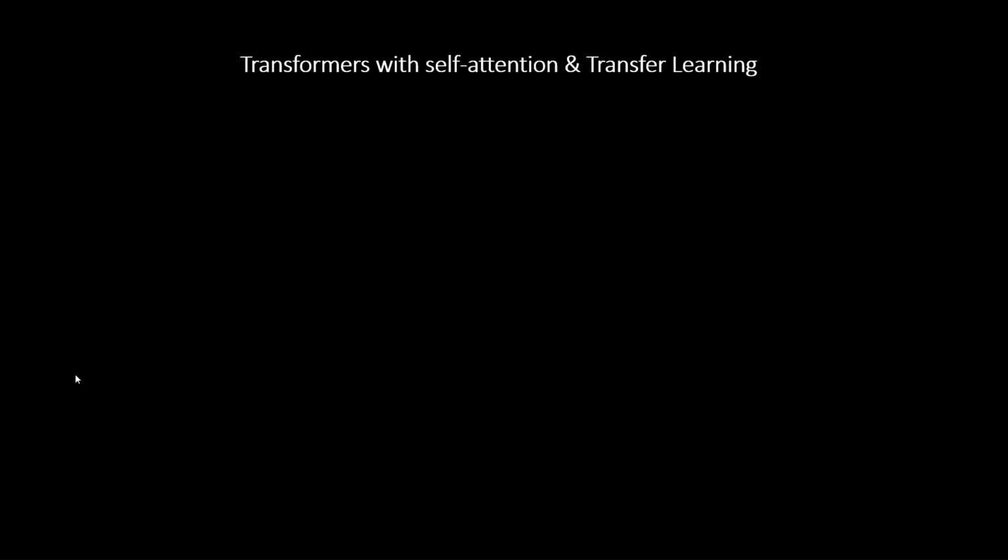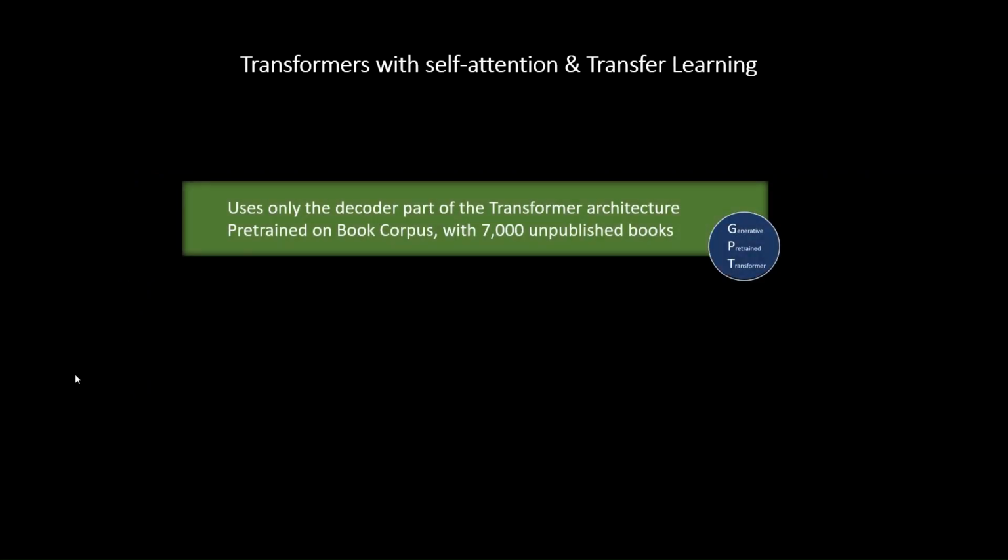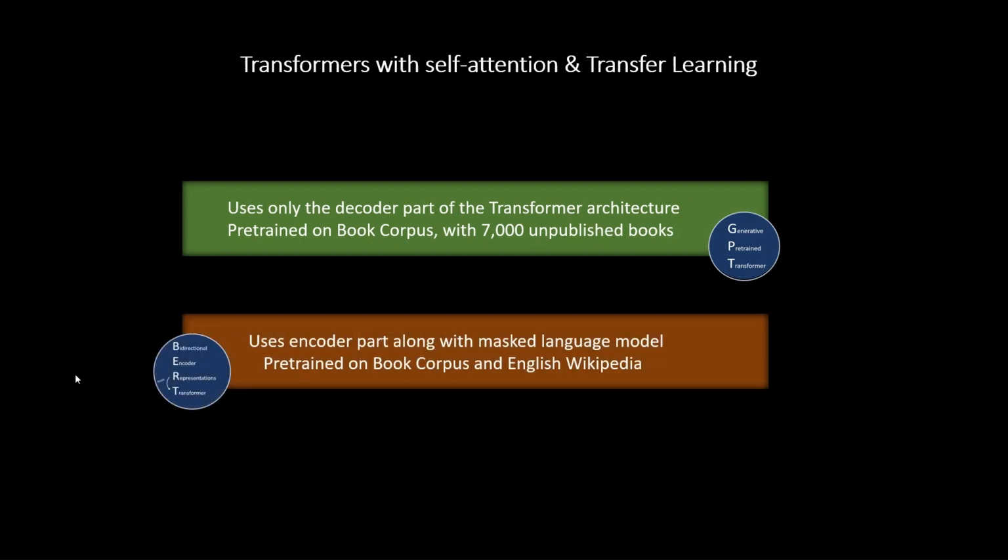If you see, in 2018, two transformers were released that combined self-attention with transfer learning. One is GPT, Generative Pre-trained Transformer. This uses only the decoder part of the transformer architecture, which was pre-trained on the BookCorpus with 7,000 unpublished books. And another one is BERT, which stands for Bidirectional Encoder Representations from Transformers, which uses the encoder part of the transformer architecture and masked language modeling, and is pre-trained on the BookCorpus and English Wikipedia.